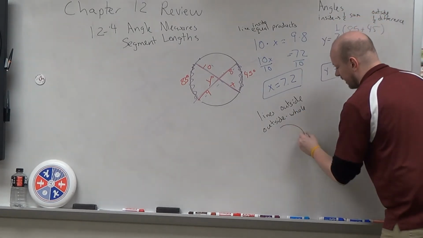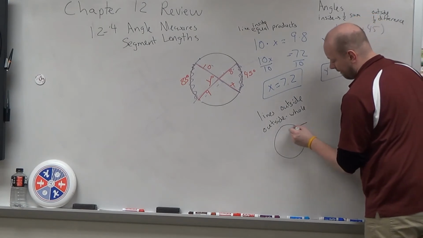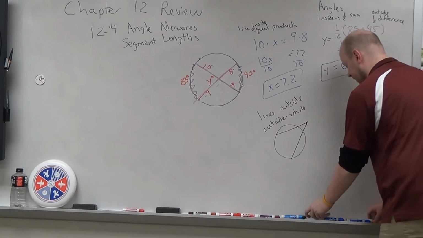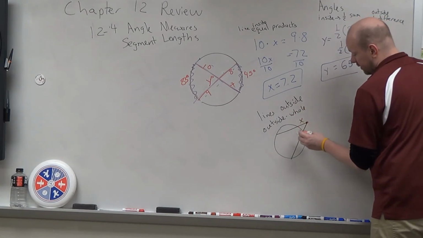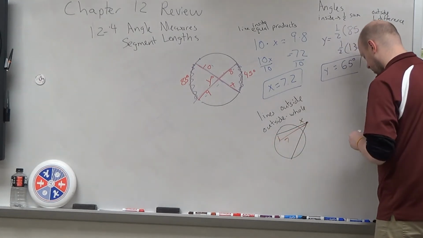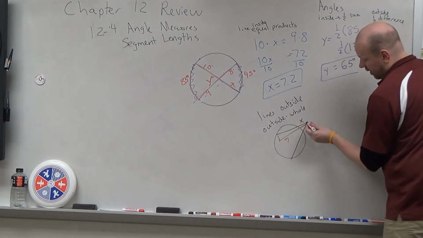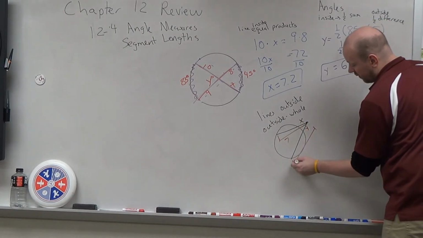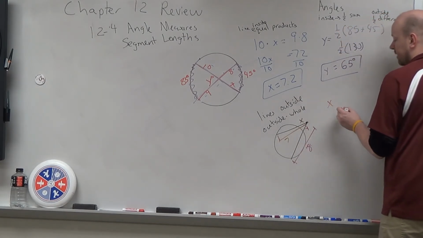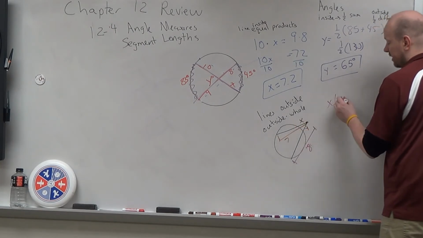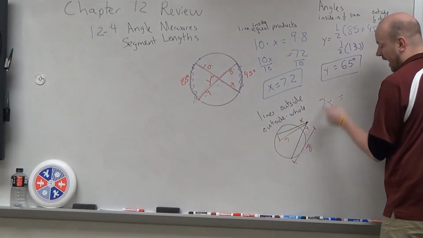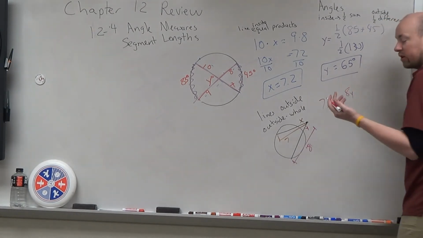So remember we did something like this. If I had where this part was x and this whole thing was 7, and this part right here was y, and this whole thing was 8, we would get x times the entire thing, so 7, equals y times the entire thing, so 8y, for example, something like that.